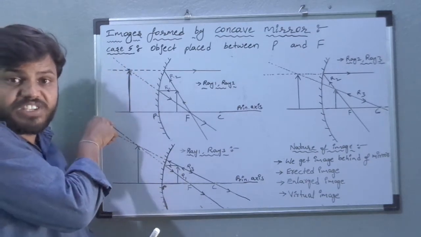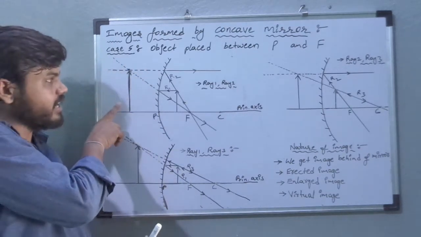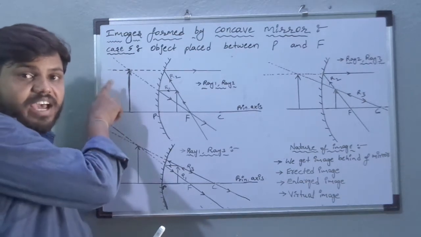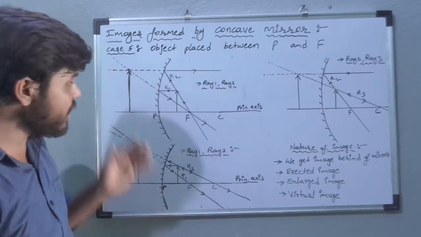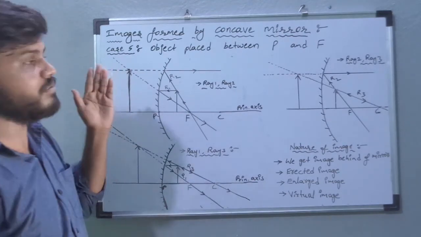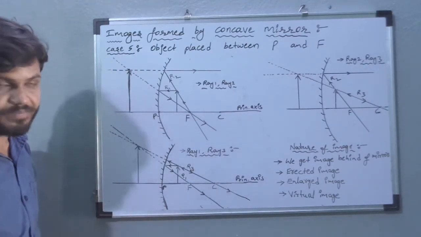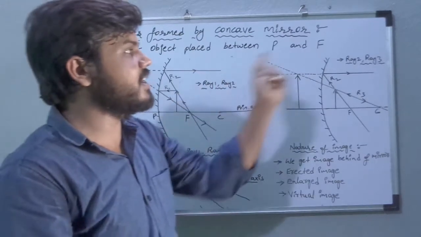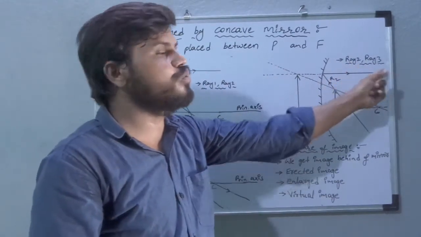Which image? Erected image, enlarged image and virtual image, where we got it behind the mirror. Behind the mirror is nothing but in the mirror we got. Similarly, I did another ray diagram with R2 and R3.